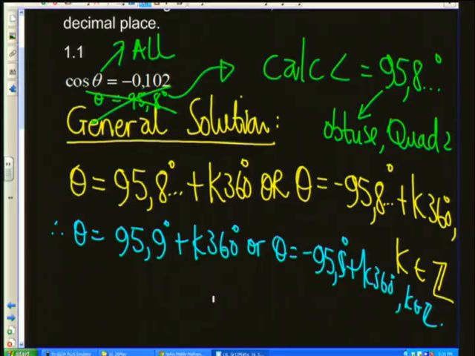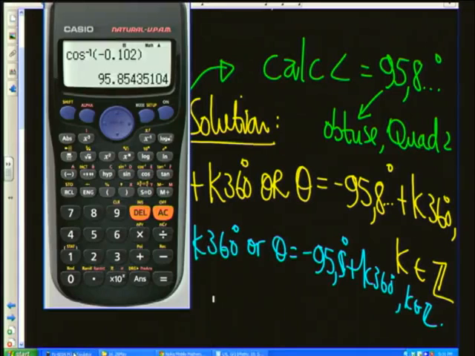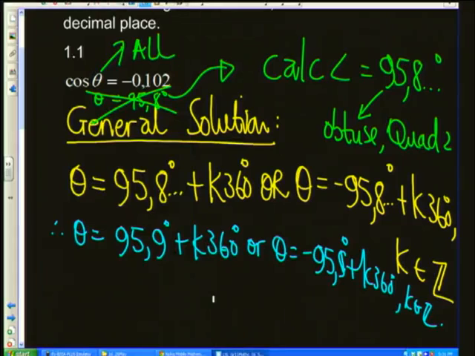Now, if there was no further working, that would be your final answer, and you could have rounded it off there. I've taken the next step because it was 95,85. Let's just double check that. Yeah, 85. So rounded off to 1 decimal place would be 95,9 plus K360, or negative 95,9 plus K360, where K is an element of the integers. This is the general solution, it gives you that.